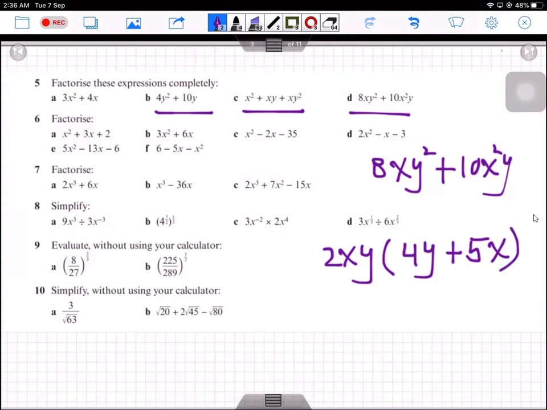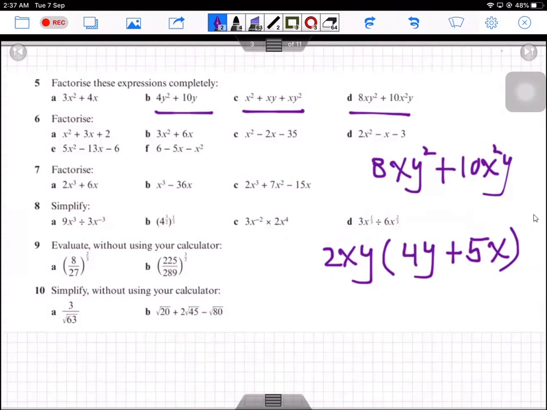So basically, in order to check that you have factorized it correctly, what you can do over here is, when 2xy is multiplied by 4y, 2 multiplied by 4 is 8, and then xy is multiplied by y, so x into y square. So yeah, 8xy square is achieved. And then 2xy will be multiplied by 5x, so 2 times 5 is 10, and then x times x is x square, and then a single y over here. So yeah, this is supposed to be your final answer.